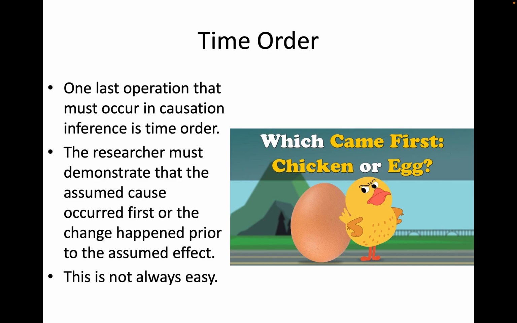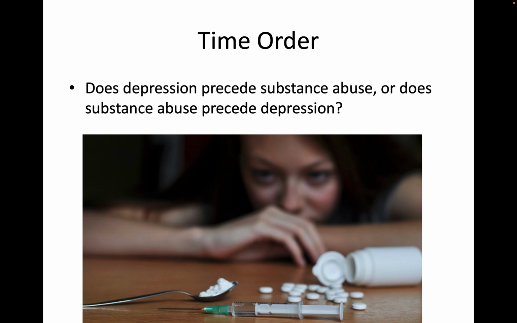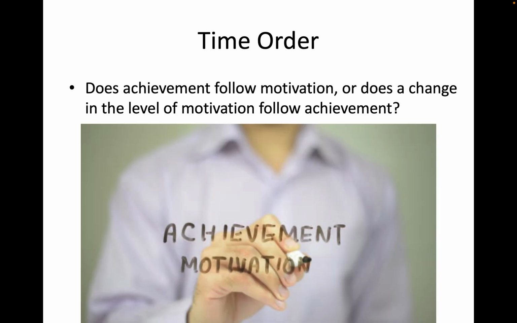One last operation that must occur in causation inference is time order. The researcher must demonstrate that the assumed cause occurred first or the change happened prior to the assumed effect. This is not always easy, and the question of which came first, the chicken or the egg, that's exactly what time order has to do with. Does the success of the student precede increased educational expectations of parents, or does increased educational expectations precede success of the student? Does depression precede substance abuse, or does substance abuse precede depression? Does achievement follow motivation, or does change in the level of motivation follow achievement?